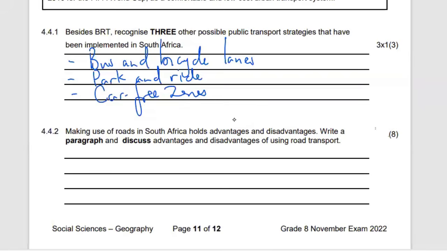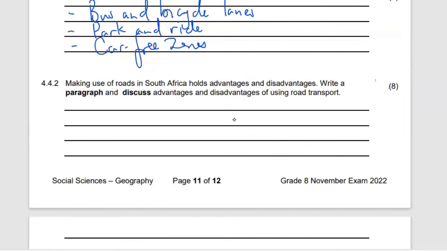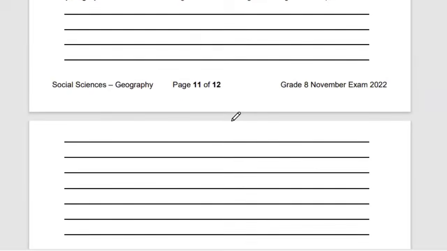Right. Then the next one is saying, making use of roads in South Africa holds advantages and disadvantages. Write a paragraph and discuss advantages and disadvantages of using road transport. What are the advantages and disadvantages of using road transport? Right, I'm going to start with advantages. Remember, you are supposed to write in a paragraph, but for the sake of the discussion, I'm just going to highlight the points.